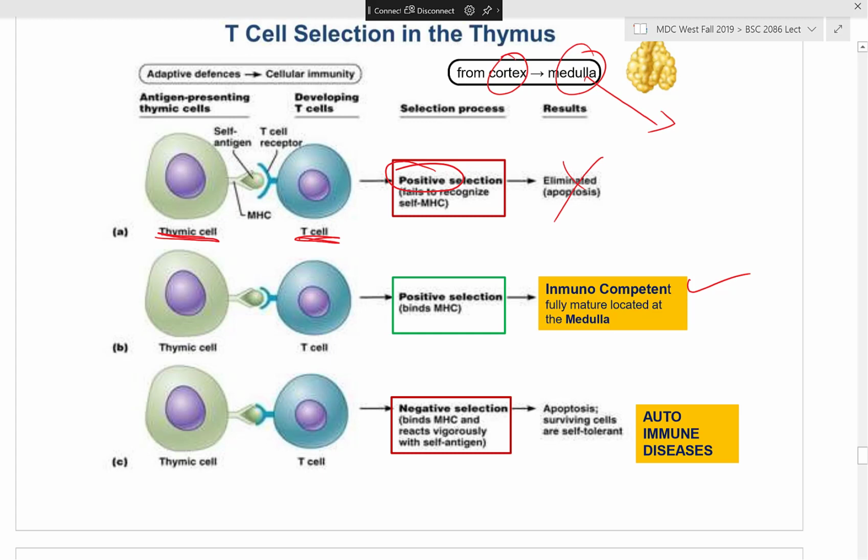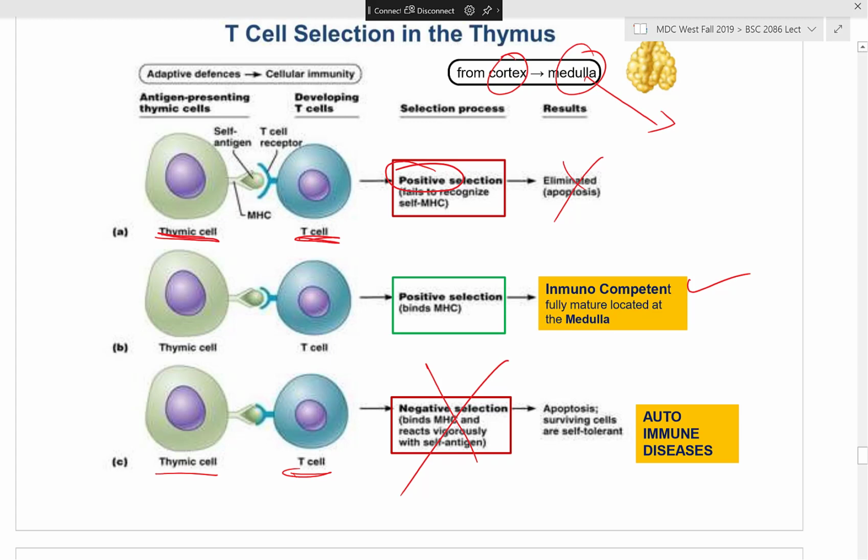If your T cell is an immature, incompetent cell, it goes to the thymus cells and it says, are you part of my body? I don't know. That means it fails to recognize that that is your cell. Would you want a cell like that? Dude, it's not recognizing your cells, so you don't want to keep it.